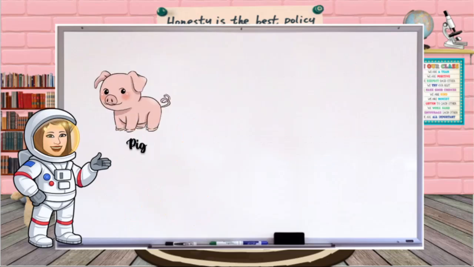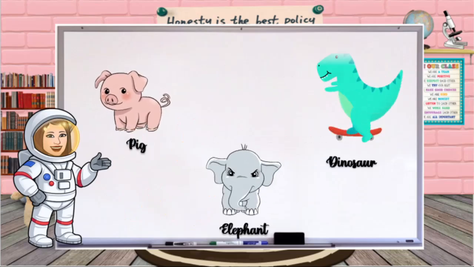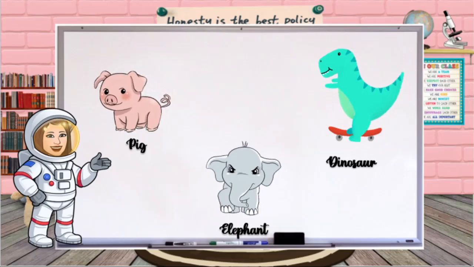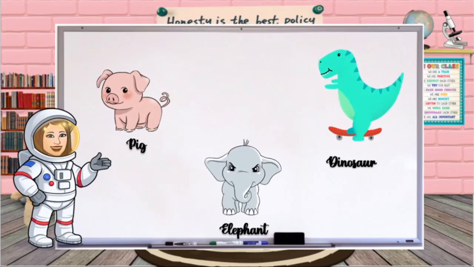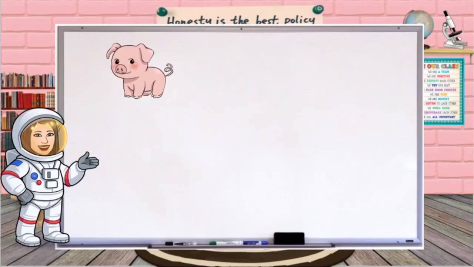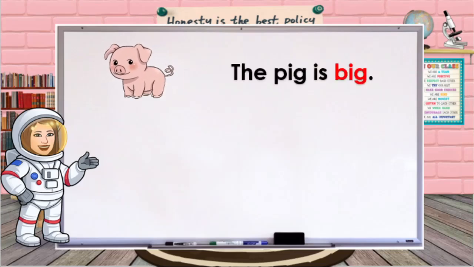Let's have another set of pictures. We have here a pig, an elephant, and a dinosaur. Now I want you to think of an adjective that will best describe all the 3 animals. Well, my answer would be big. Now if we want to describe the pig alone, we can say that the pig is big.